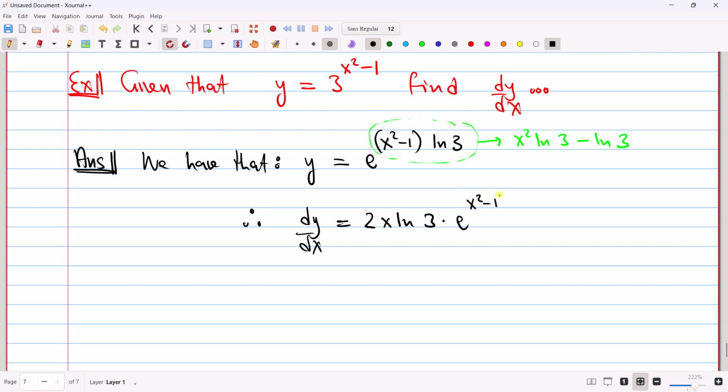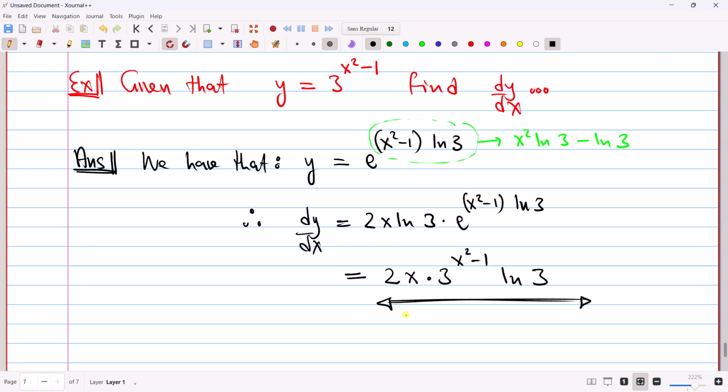So we get e to the power x squared minus 1 ln 3. But we already know that e to the power x squared minus 1 ln 3 is the same as 3 to the power x squared minus 1. So what we get now is 2x times 3 to the power x squared minus 1, times ln 3. That becomes the final solution.